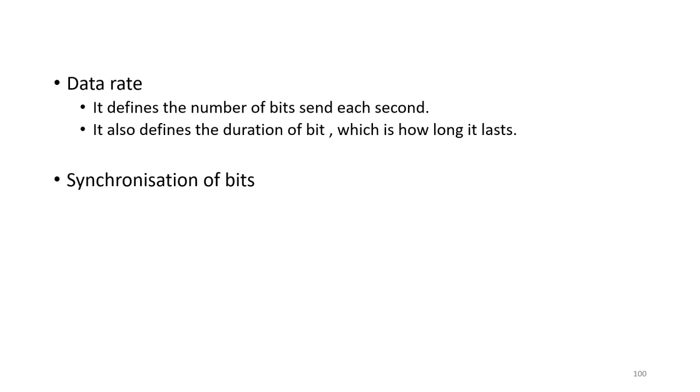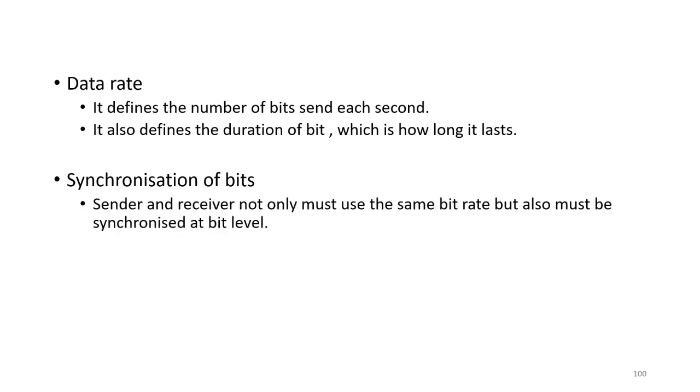Then next one is the synchronization of bits. Here physical layer takes care that sender and the receiver not only must use the same bit rate, but also must be synchronized at bit level. And synchronization at bit level is done with the help of sender's and receiver's clock. Means clock of sender and the clock of receiver must be synchronized at one rate.